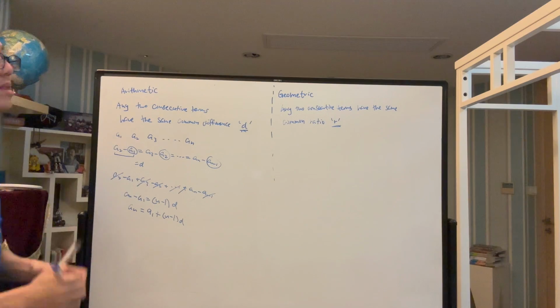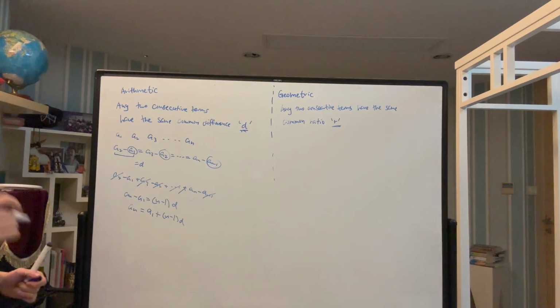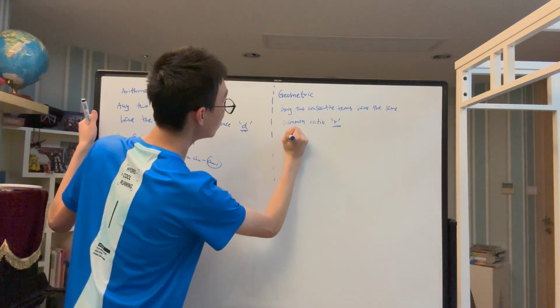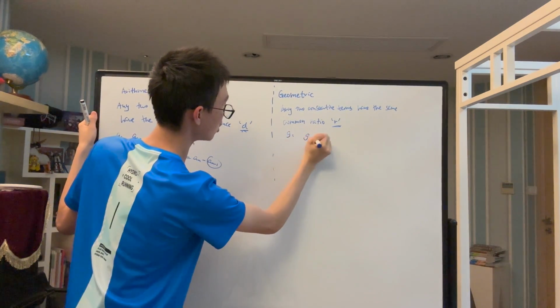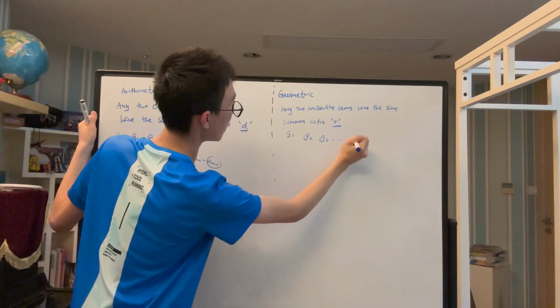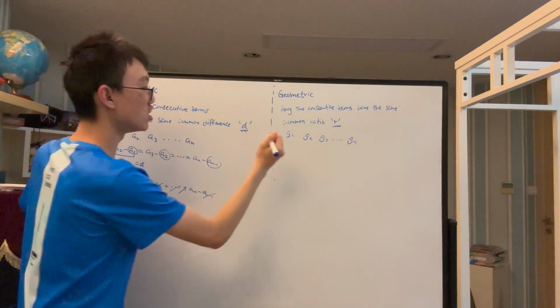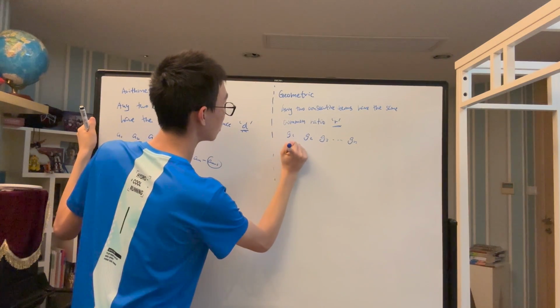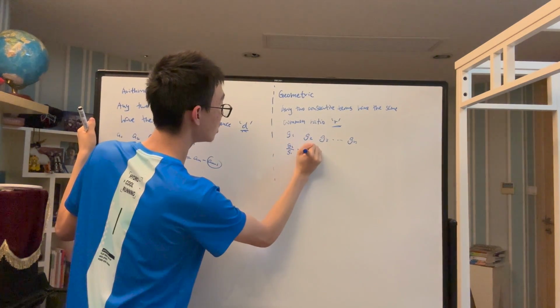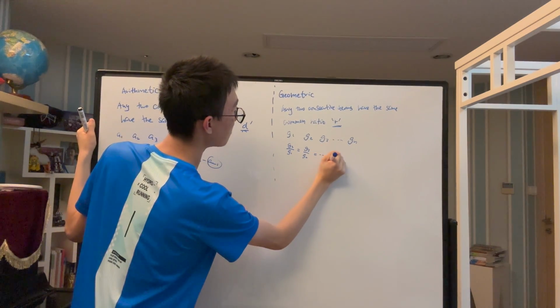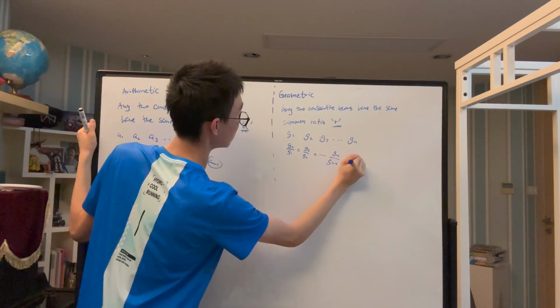We can do the same thing for geometric sequences. Expressing this algebraically, if G1, G2, G3, etc. to Gn is a geometric sequence, we get that G2 over G1 is equal to G3 over G2 is equal to Gn over Gn minus 1, which is always equal to R.